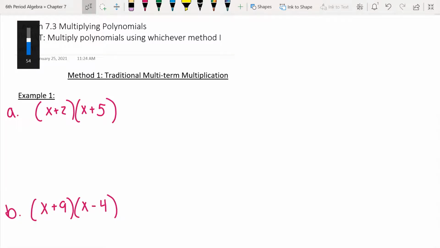Hello, so this is your Monday asynchronous lesson for algebra. This is going to be 7.3, multiplying polynomials. So you need to write down all the examples.